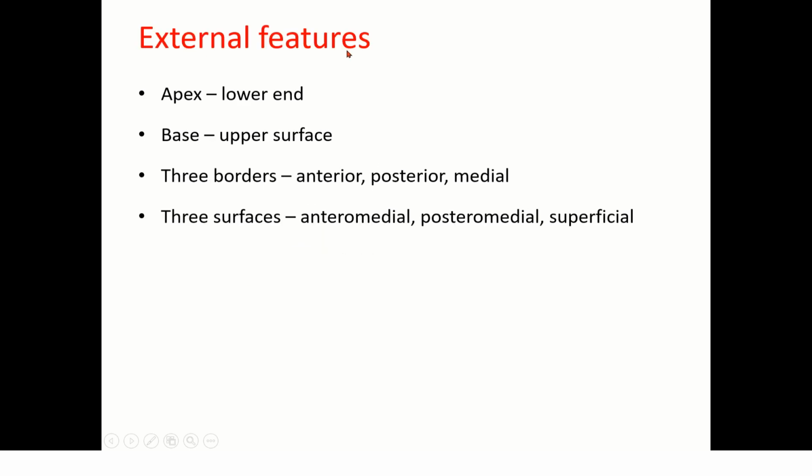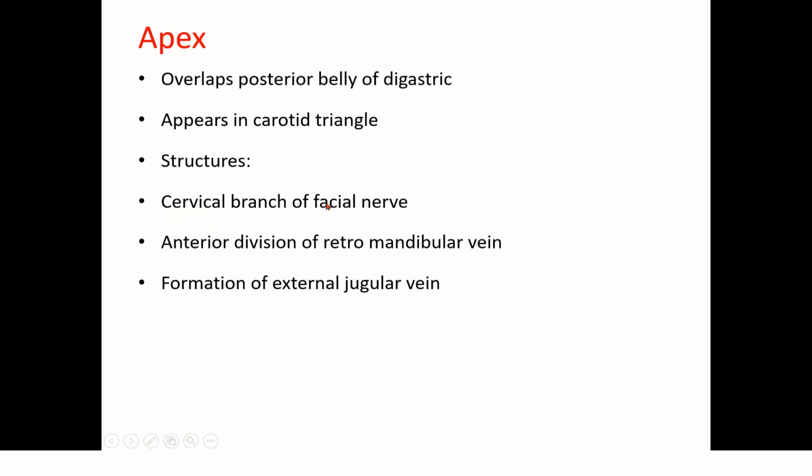Salient features of the parotid gland are studied under the following headings: the apex, otherwise the lower end; base, otherwise the upper surface or superior surface; three borders, anterior, posterior and medial borders; three surfaces, anteromedial, posteromedial and superficial. So the apex overlaps the posterior belly of the digastric and appears in the carotid triangle.